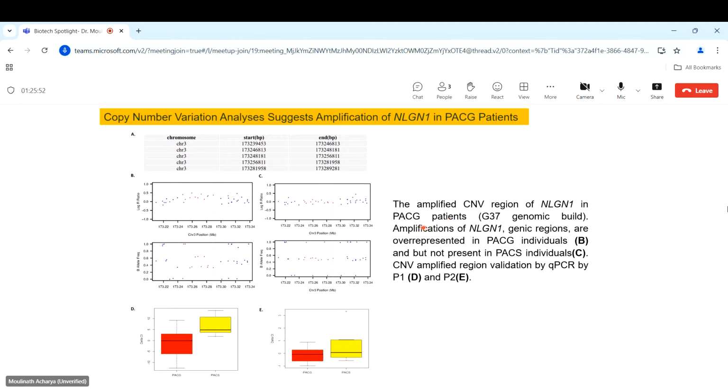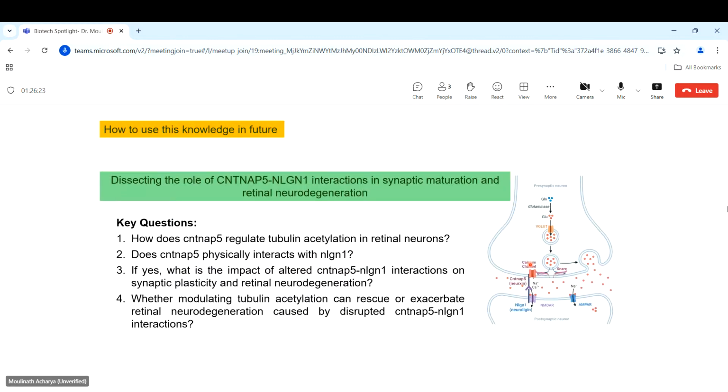In another study, we used the same GWAS data to look into the copy number variation structure, and we have done qPCR to validate that too. We have found a new gene called NLGN1, or neuroligin 1, that is amplified in PACG patients and not present in the controls. So this is very interesting data. Why it is interesting, I'm telling you in a while.